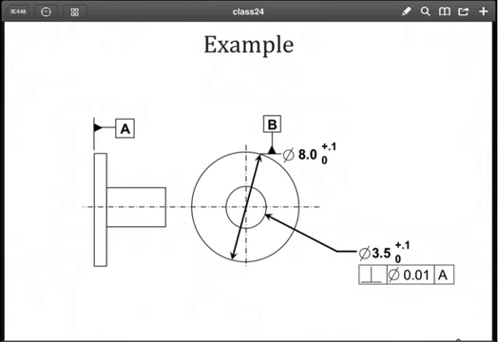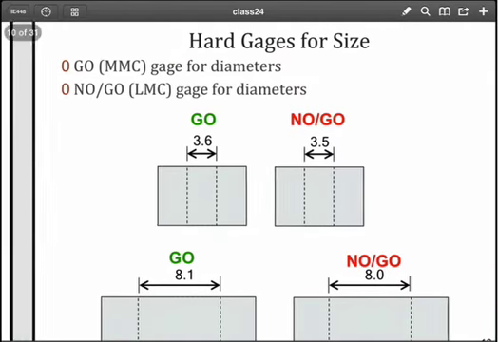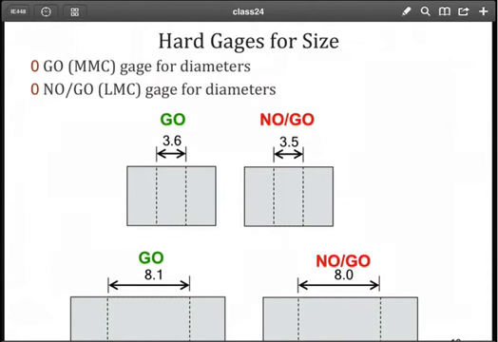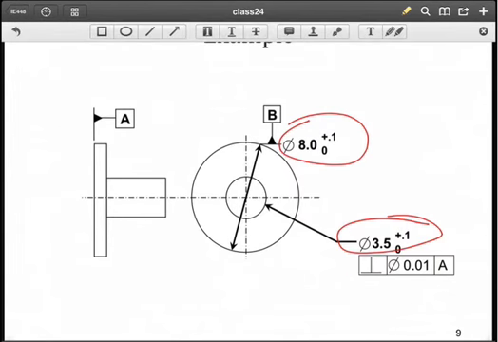We've seen before, I'm checking again the dimensional characteristics of this part. So we see, first of all, dimensional tolerances associated with the diameter of B and the diameter of the feature with the geometric tolerance. So I could use go and no-go gauges for those features. The hard gauges corresponding to my go and no-go gauges, we would select the MMC and the LMC dimensions. If we look at our design here, we note that LMC for B would be the smallest amount of material, which would be 8.0, and MMC would be 8.1.